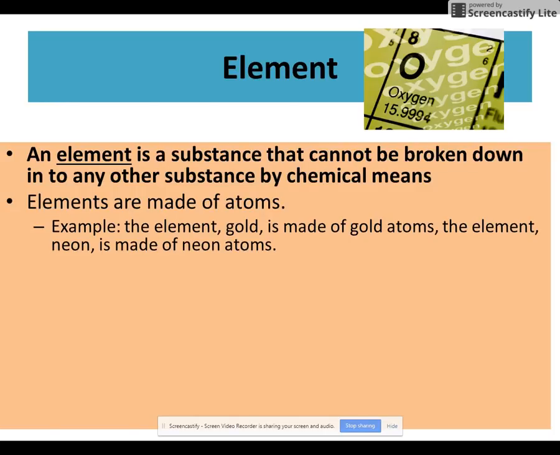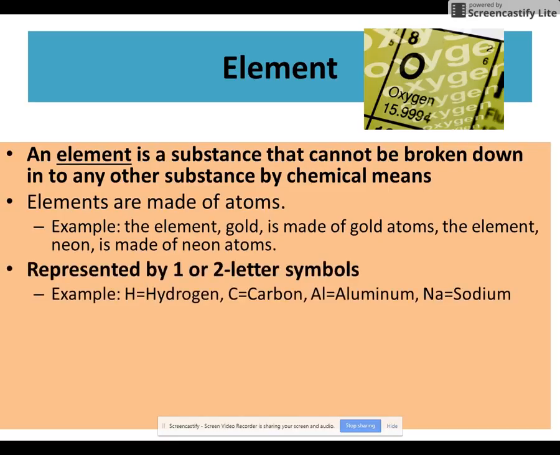Elements are made of atoms. An example: the element gold is made of gold atoms, and the element neon is made of neon atoms. On the periodic table, these elements are represented by 1 or 2 letter symbols. An example: hydrogen is H, carbon is C, aluminum is Al, and sodium is Na.